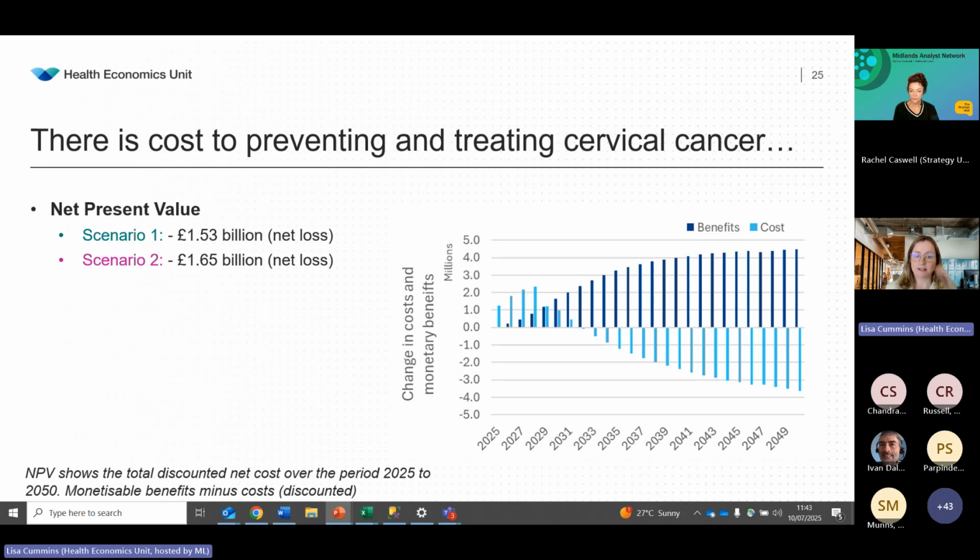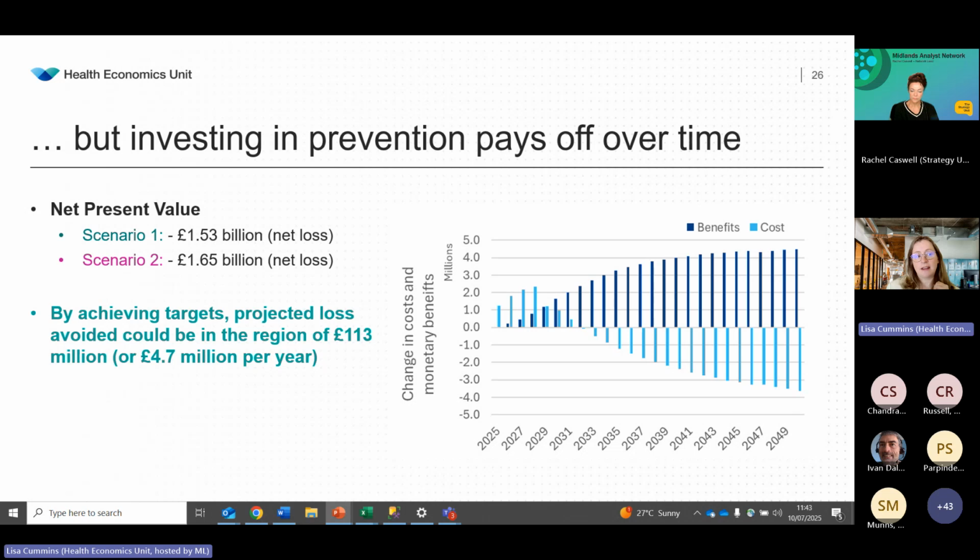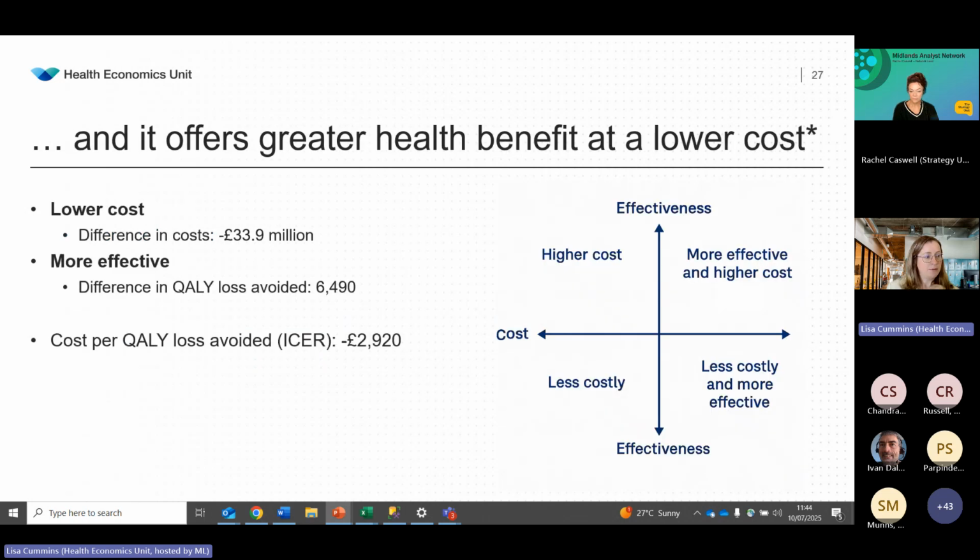This graph shows the difference in costs and monetizable benefits between both scenarios. You can see the upfront costs associated with investing in screening and vaccination, but then these taper off over time and actually become savings, I suppose, as time progresses. And then you have losses avoided, which are your benefits that accumulate throughout the duration of the model. Investing in prevention pays off over time.